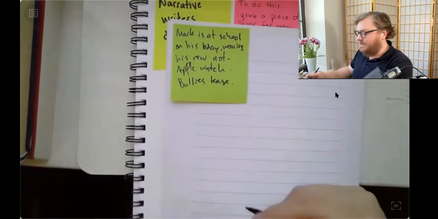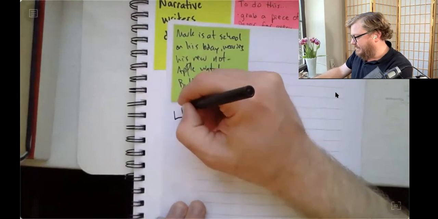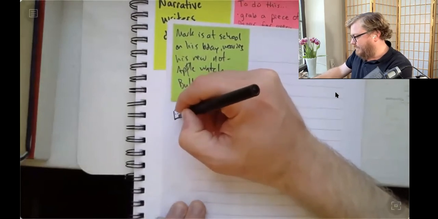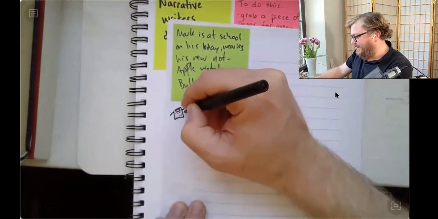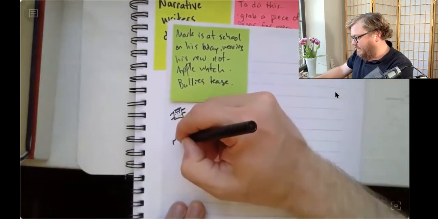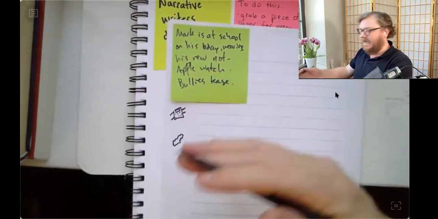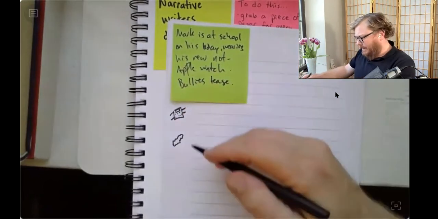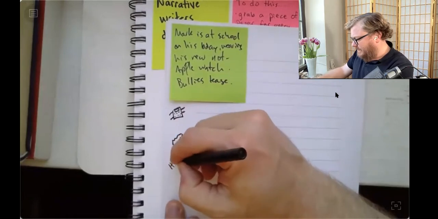So maybe first he's at his desk staring at his not-Apple Watch, it's like a calculator on the watch, and he's feeling horrible. It's his birthday. Maybe he's also noticing the gum. This is my picture of gum everywhere. And he's like, what's going on? Maybe down here, the bullies start teasing him.